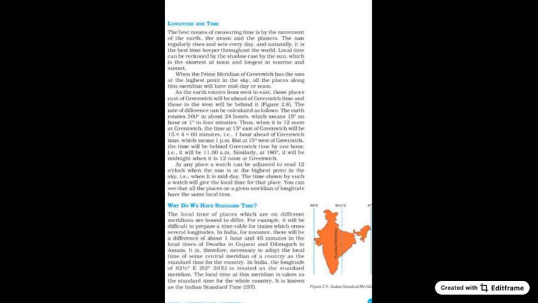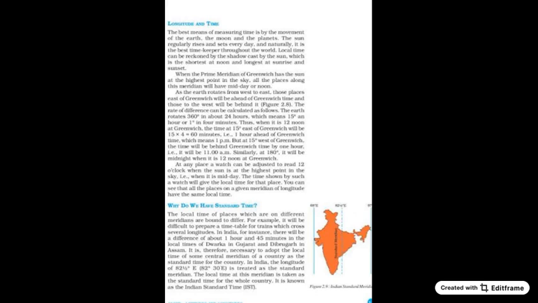all the places along this meridian will have midday or noon. As the earth rotates from west to east, those places to the west will be behind, and the rate of the differences can be calculated as shown. The earth rotates 360 degrees in about 24 hours, which means 15 degrees an hour or 1 degree in 4 minutes. Thus, when it is 12 noon at Greenwich, the time at 15 degrees east of Greenwich will be 15 into 4 is equal to 60 minutes.